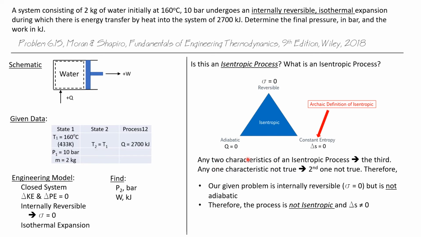Now, it's further interesting to note that if I have any 2 characteristics of an isentropic process, then the third one is implied to also exist. So for instance, if I was given a process that was adiabatic and reversible, then I would know that it's a constant entropy process as well. Or if I was given a constant entropy process that was adiabatic, I would know that it is also reversible. Now, on the other side of that is that if one corner is untrue, so let's suppose I've got a reversible process like we have here, but it's not adiabatic, Q is not zero. Well, if that is the case, then I'll know that this one is untrue as well. So I can tell in the problem at hand here, the delta S will not be zero. And then, of course, we do not have an isentropic process. We knew that as soon as we saw that Q is not equal to zero.